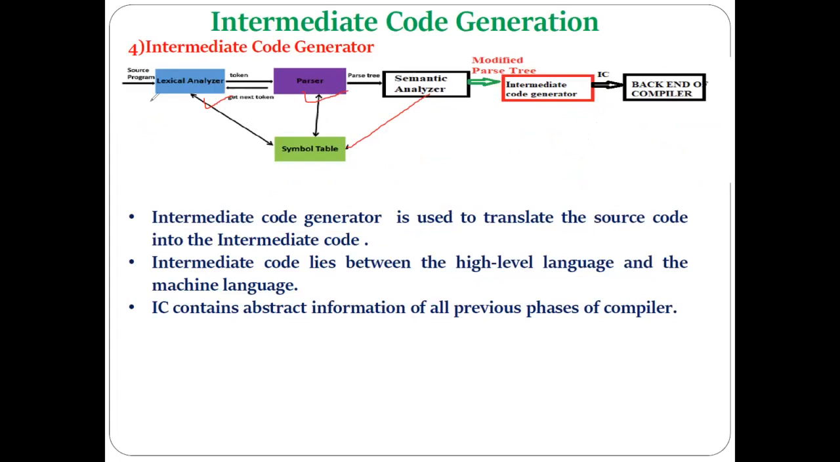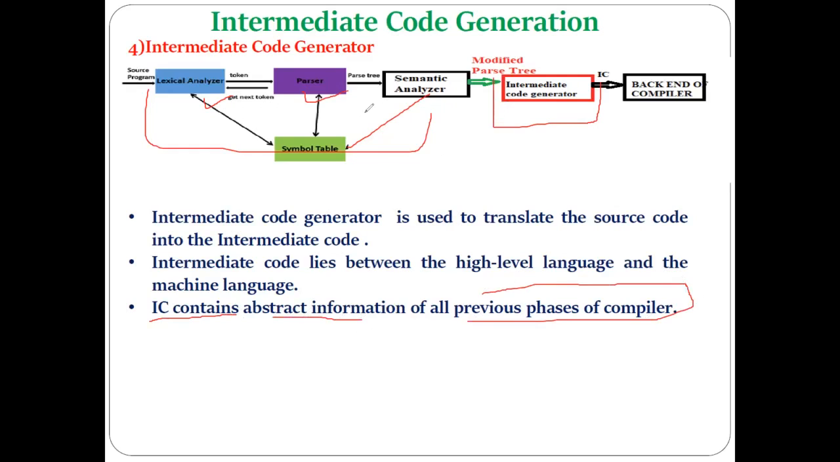So whatever the result of this front end of the compiler, that result in the form of some abstract information, the result of all the processing which has been done in the previous phases of the compiler, that result in the form of a summary is represented in the intermediate code. So here I mentioned the intermediate code contains the abstract information of all previous phases of the compiler. What does the intermediate code contain? Abstract information or summary of all previous phases of the compiler.